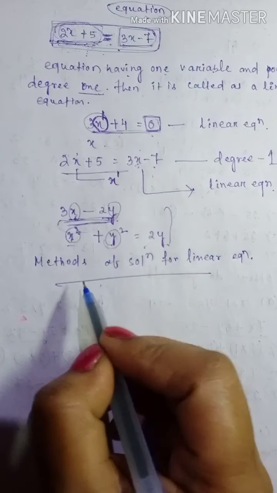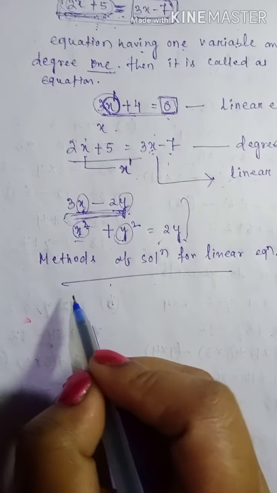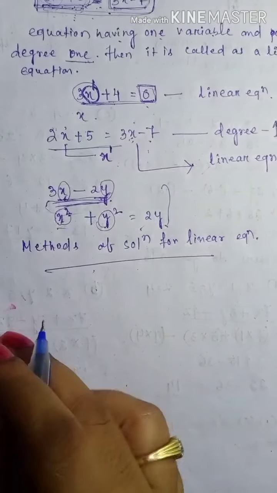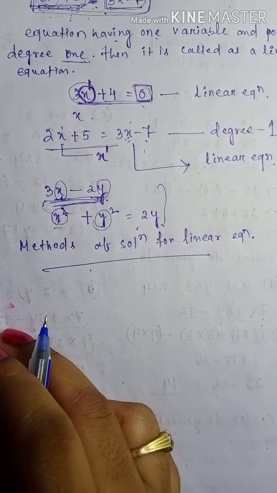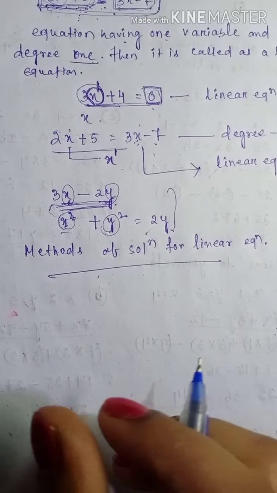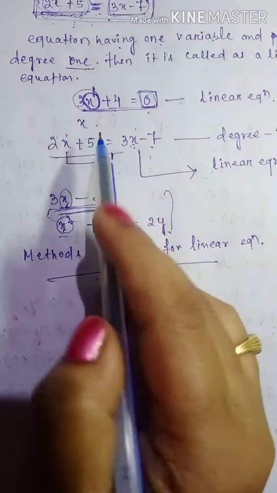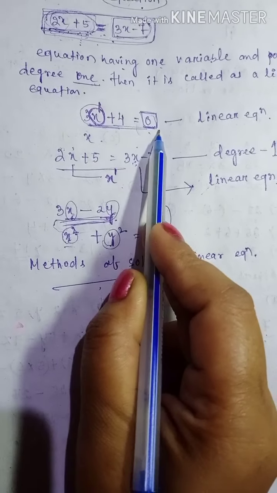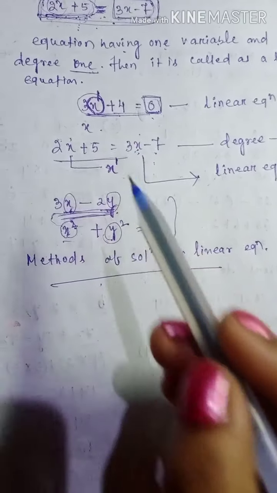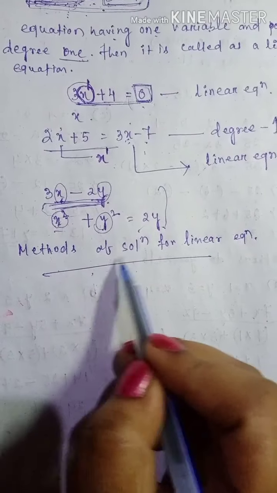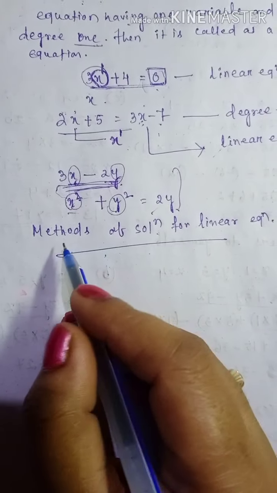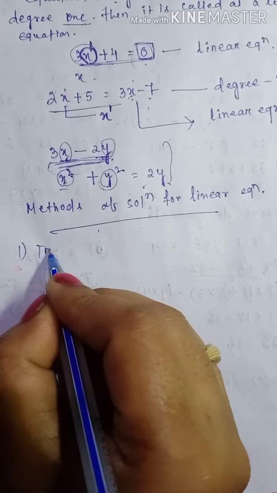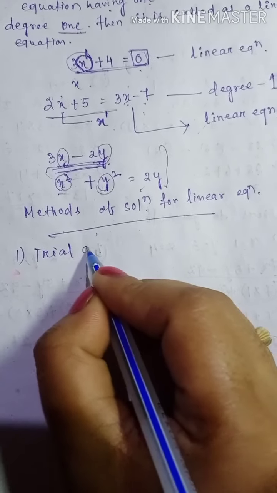That means we have to find out what value we should use for the variable so that it shows the equal answer in both cases, before the equal sign and after the equal sign. That is the solution. To find the solution there are some methods. The first one is the trial and error method.